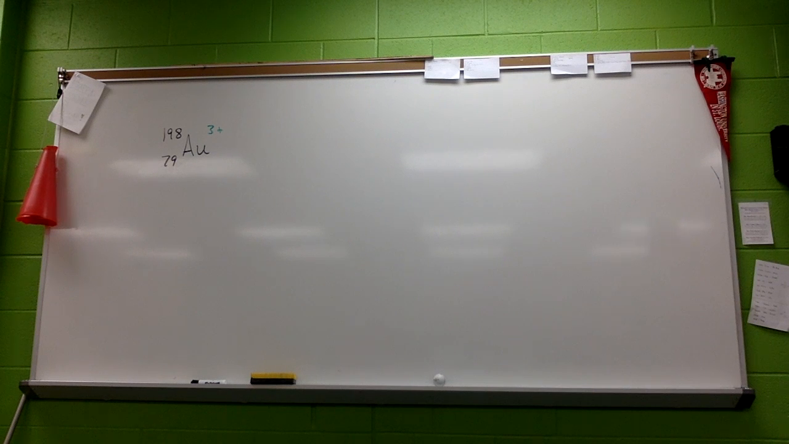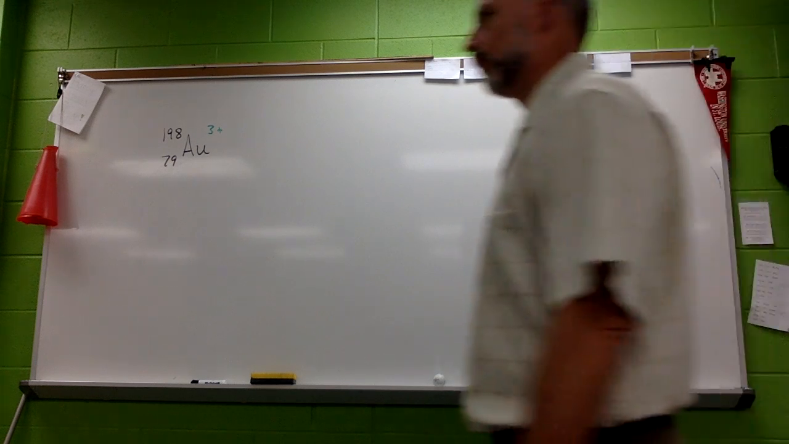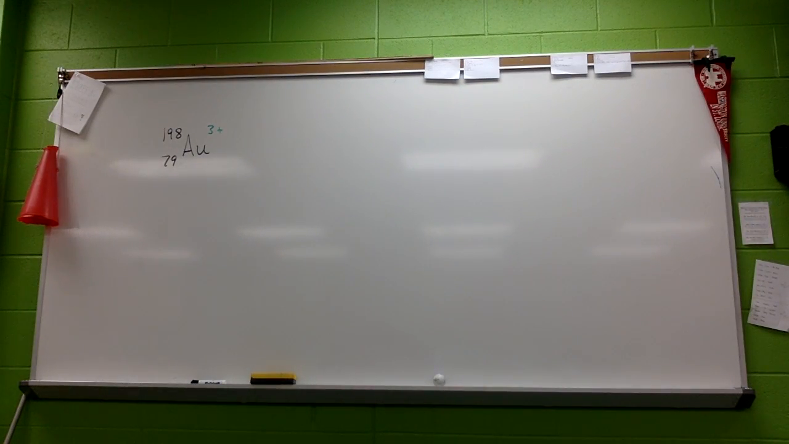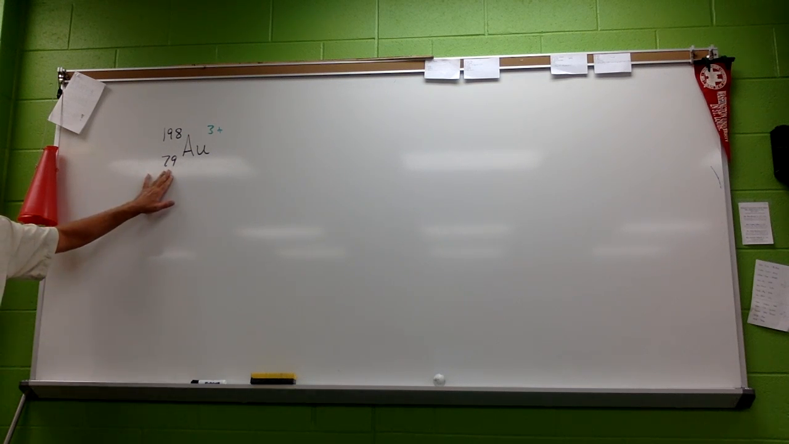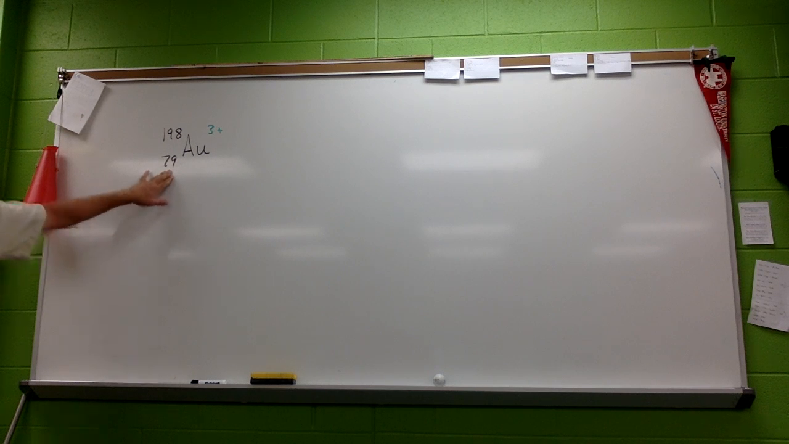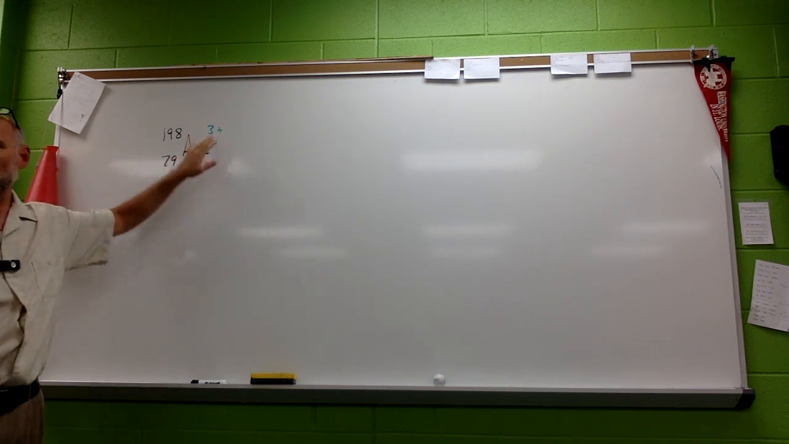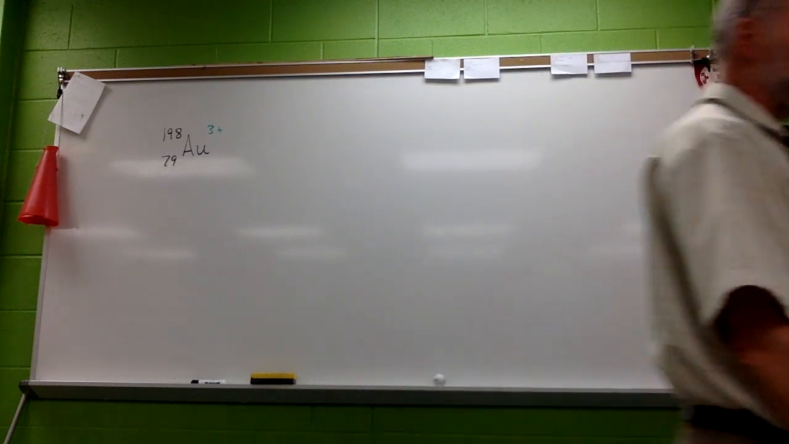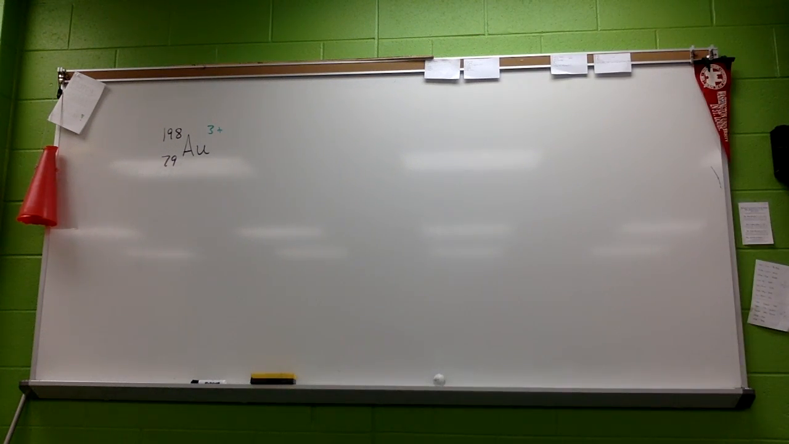Now we know what the top number in the left-hand corner represents. That is the mass number, which represents the number of protons and neutrons. This is the atomic number, which represents the number of protons, and this is its charge. So we will start throwing this in there. That's the convention for writing charges, writing the number first, then the sign. I wasn't at the meeting, so I don't know.